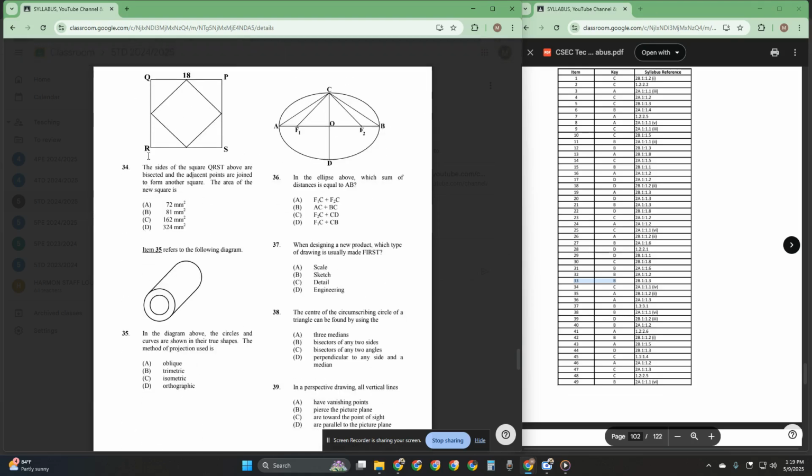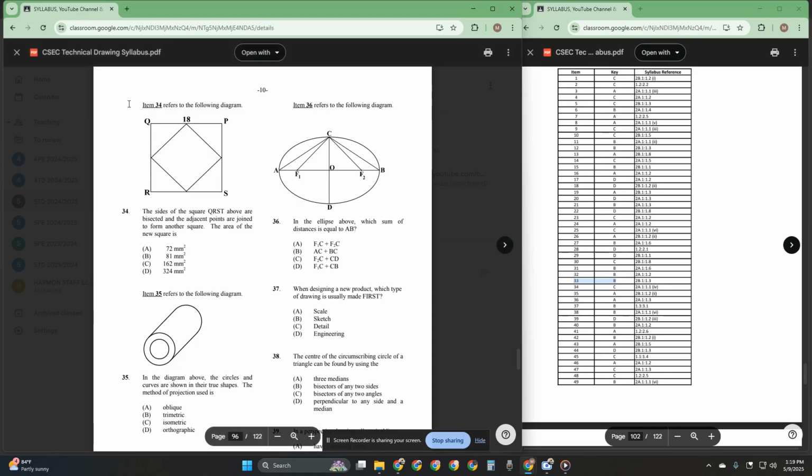34. The sides of the square QRST. The question says QRST, but the drawing has QRSP. But I think this P should be a T. So please note this error.